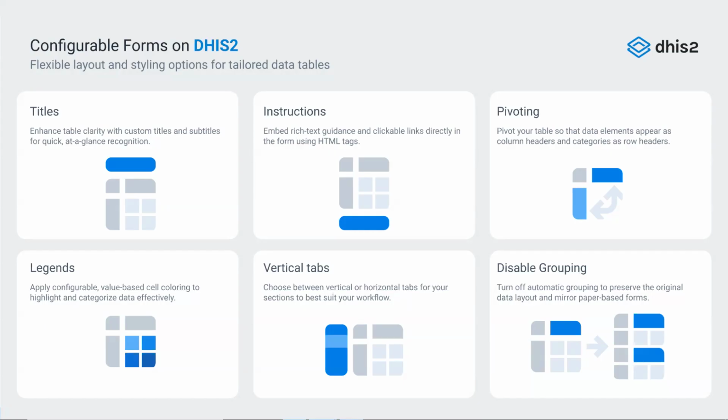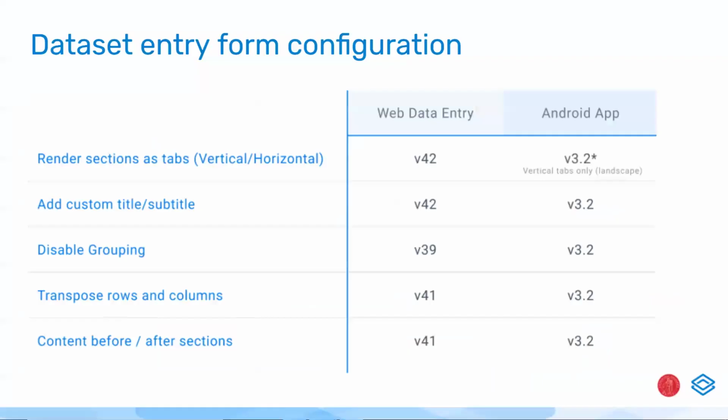You can do some pivoting, which includes you can transpose a full table, or you can choose a specific category and move it to a row. You can also choose between vertical and horizontal tabs, or disable grouping, which keeps the defined order of the data elements, even though they share the same category combination. So I'm going to show you.